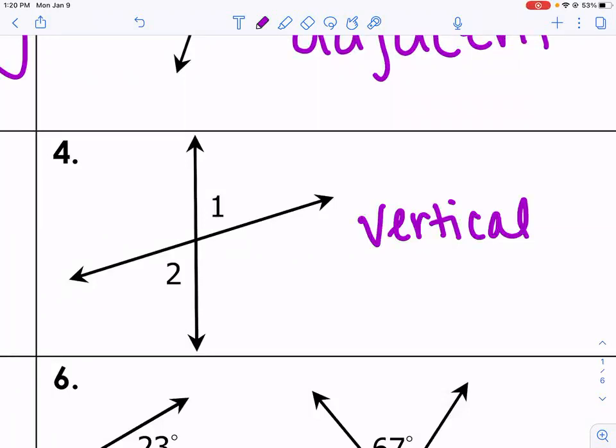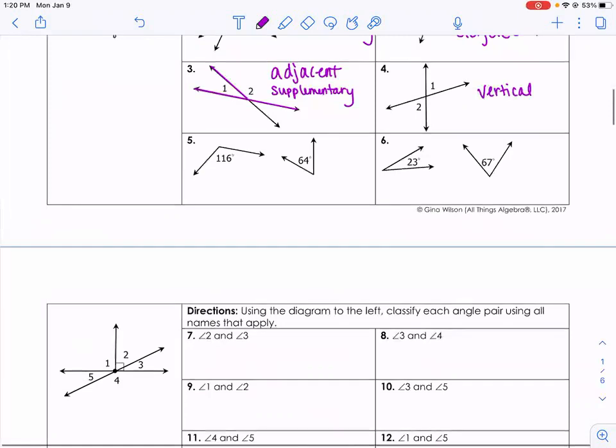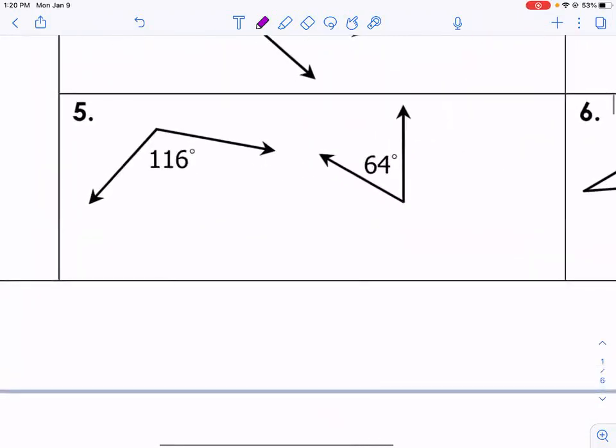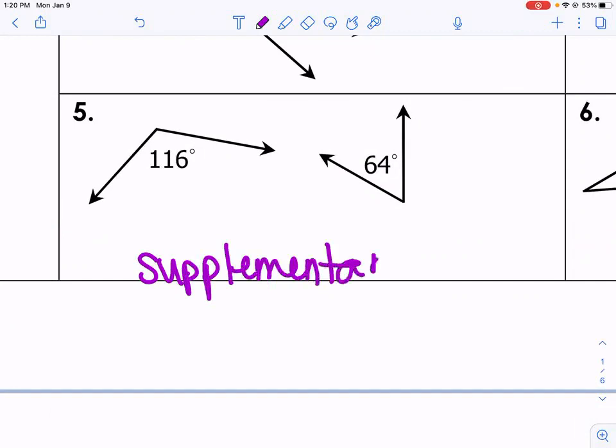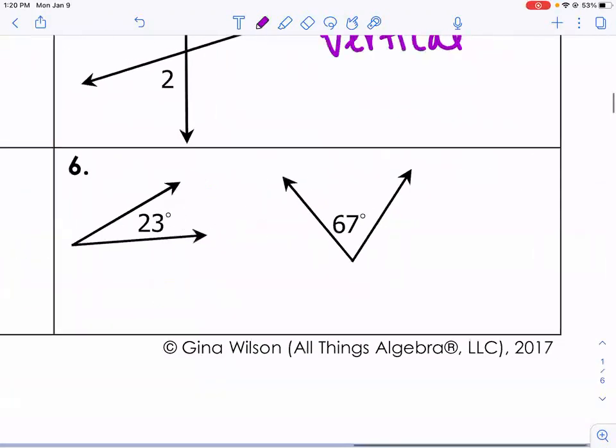In order to be vertical. Okay. Could they also be, actually, I'm just kidding. Okay. Good talk. Amelia, what about number 5? How'd you get that? Their measures add up to be 180 degrees. They're supplementary. Now, can we say that these are adjacent? No, they don't share a side, but they are supplementary.